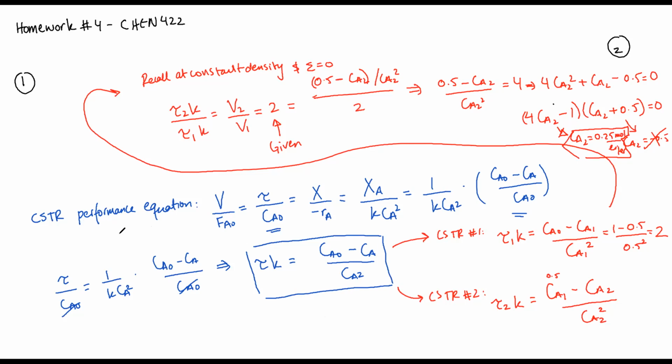You rearrange the performance equation to get the dimensionless quantity, tau 1k, and the ratio of dimensionless quantities is equal to the ratios of the volumes, which is right here for constant density problem. So this is what we did. I just put in the information I have and I solved for Ca2. Okay, so this is number 1 done, saved. Let me clear everything here. And let's go back to the homework. Let's have a look at problem number 2.